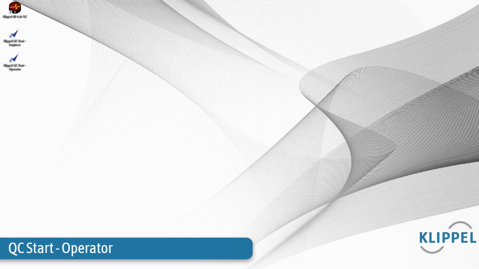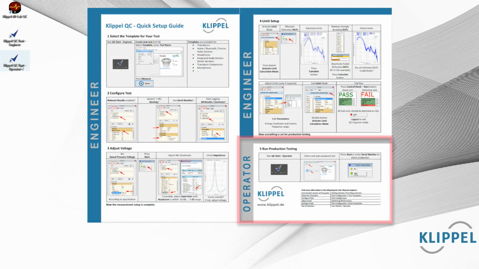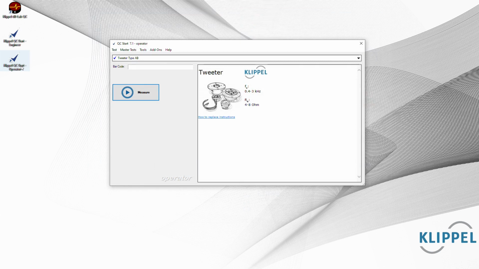In order to access the QC software in operator mode, just navigate to the KLIPPEL QC Start operator link on your desktop. In contrast to engineer mode, most of the settings are hidden here, and basically this tool helps the operator to find the right test sequence. Using the barcode input, this can even be automated.